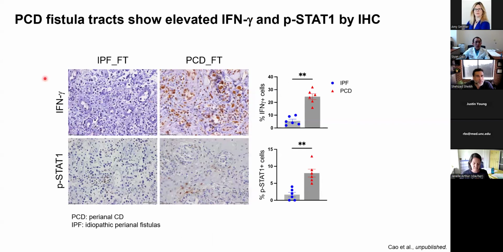And we also performed immunohistochemistry to try to validate some of the single cell findings. Here we stained for interferon gamma and phospho-STAT1, which is one of the downstream targets of interferon gamma. You can see the PCD fistula samples had a higher expression of both proteins by immunohistochemistry.